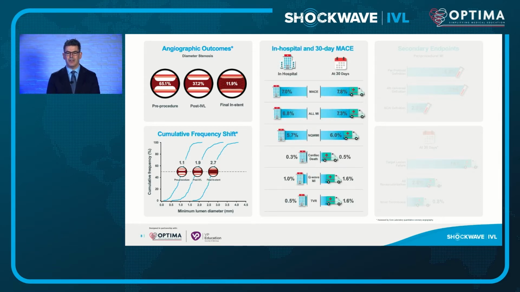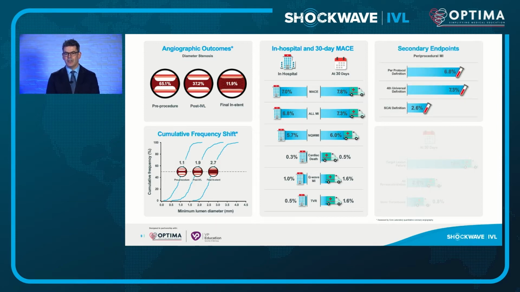The in-hospital and 30-day MACE are represented here. So a 7% in-hospital MACE rate, all myocardial infarction using the universal definitions, in-hospital 6.8%, non-Q wave MI 5.7%. And we see in the 30-day column 7.8% MACE at 30 days, 7.3% all myocardial infarction, and 6% non-Q wave myocardial infarction. The cardiac death, Q wave MI, and target vessel revascularization you see listed below.